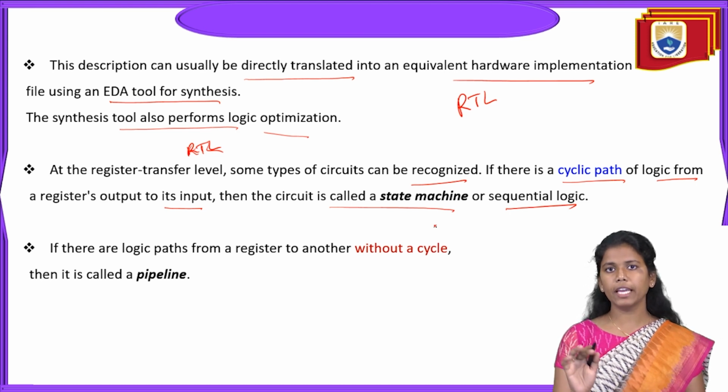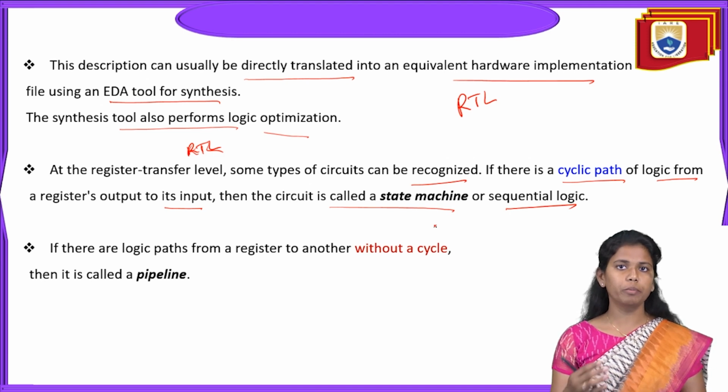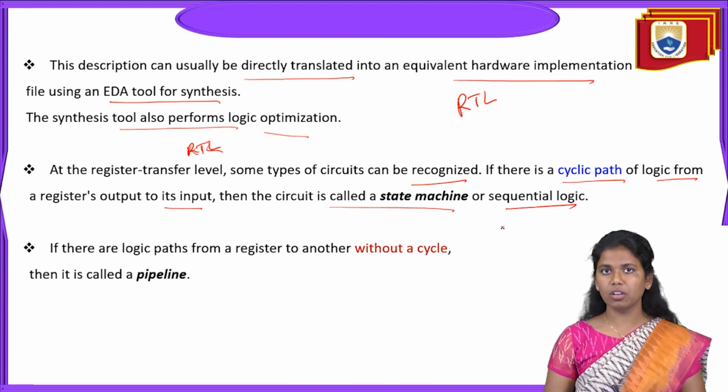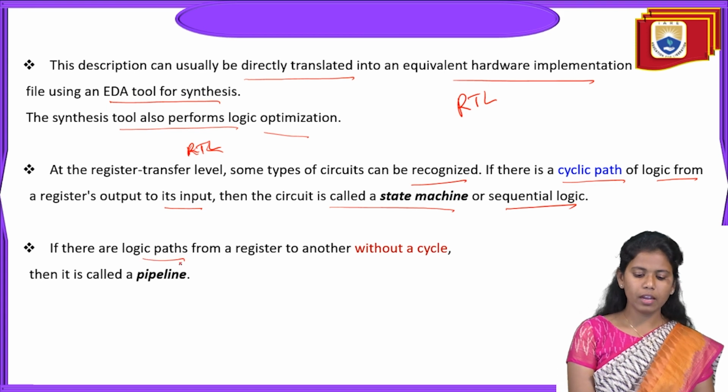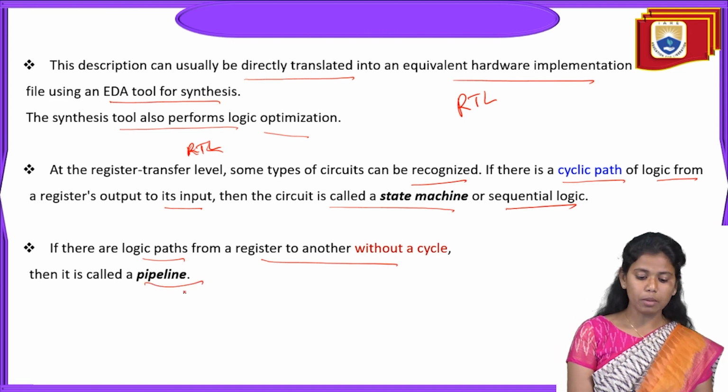So if you find anywhere in the RTL a cyclic path, then such machines are called state machines or sequential logic. And if there are any logic paths from one register to another without a circle, then it is called a pipeline.